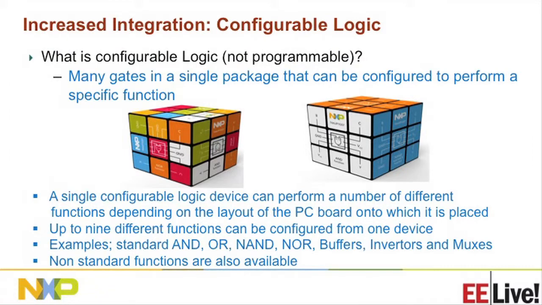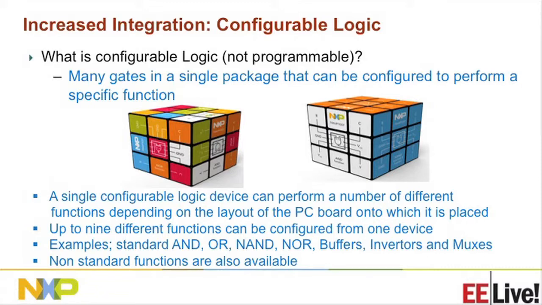So moving on to configurable logic, the idea is we have many gates in one package that can be configured into a unique function. That is different from combination logic. You can define a function during the board layout. Once the board is laid out, the device is configured into a specific function. It cannot be changed. That is how it's different from an FPGA or a software-based configuration, which is also available in the market. Up to 9 different functions can be configured out of one device.